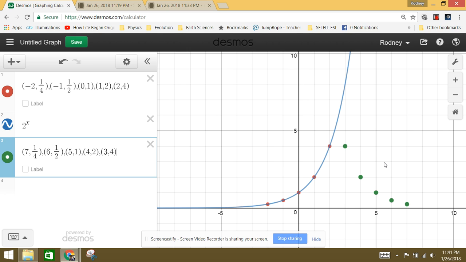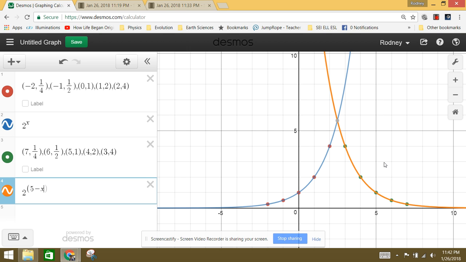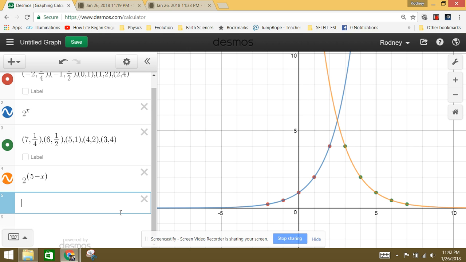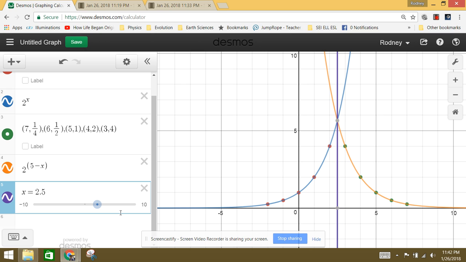And we get our function 2 to the 5 minus x. And there we have it. So our function is reflected. And it's interestingly reflected. It's reflected over a point that is halfway between 0 and 5. It's reflective across a line, I should say, at x equals 2.5. Okay. I'll let you ponder what that might mean and what that might imply about this function situation.